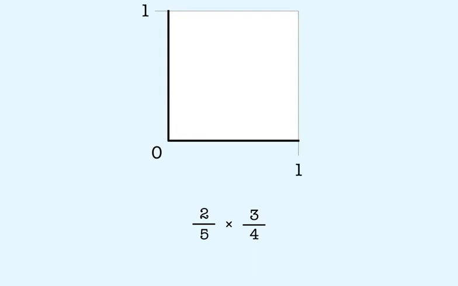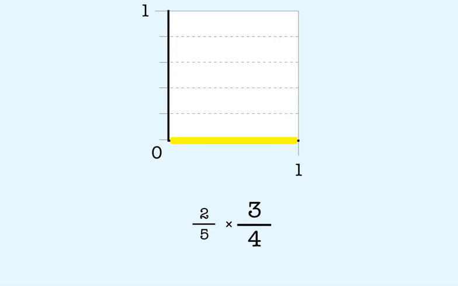We start by showing the first fraction in the problem, 2/5 on this scale. So we divide each unit into 5 equal parts to show fifths. We show the second fraction on this scale. So we divide each unit into 4 equal parts to show fourths.